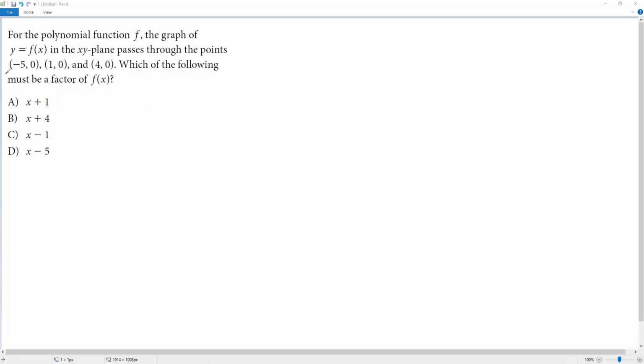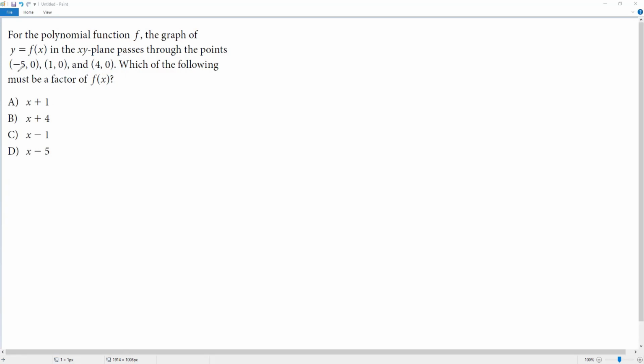Okay, let's consider the 3 points given over here. In all the 3 points, the y-coordinate is 0. Since the y-coordinate is 0, these 3 points represent x-intercepts of the graph of the polynomial function f of x. From the given x-intercepts, we'll be able to get the factors of the polynomial function f of x.